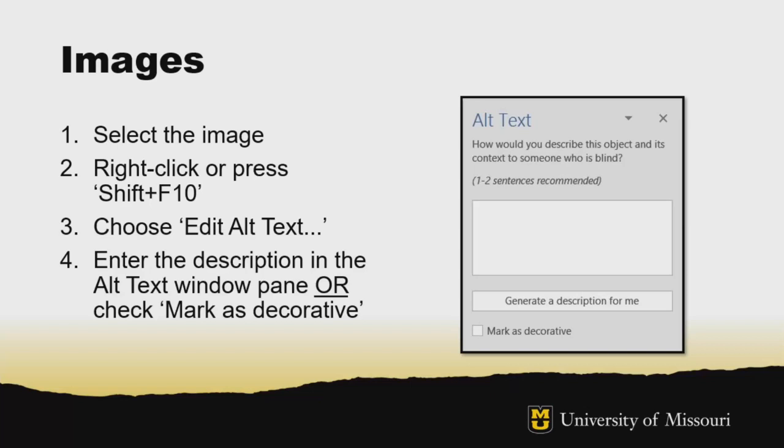To add alternative text to non-text content, select the image, right-click it or press Shift F10, and then choose Edit Alt Text. In the Alt Text window, as shown on the screen, enter your description or check Mark as decorative for decorative content. Word 2019 also introduced a feature called Generate a Description for Me. If you try this feature, please just verify that the alt text is appropriate because your results may vary.